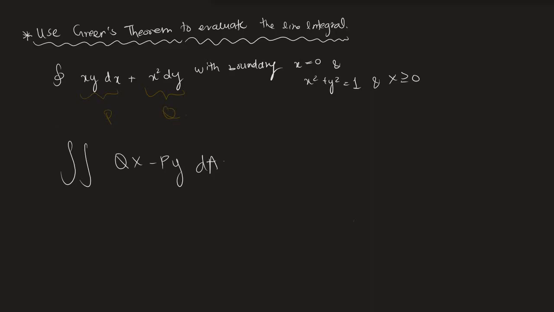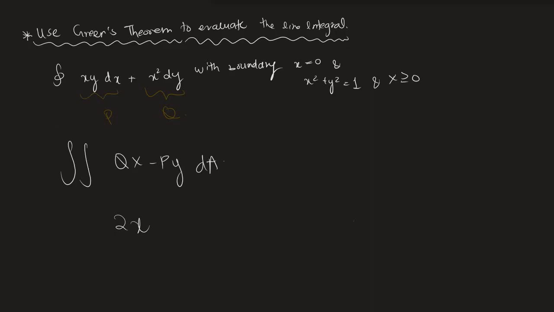So this Qx basically means the partial derivative of Q with respect to x, and this Py means the partial derivative of P with respect to y. So what we're doing here is calculating this Q and then taking the partial derivative of Q with respect to x. If we do this, we get 2x.